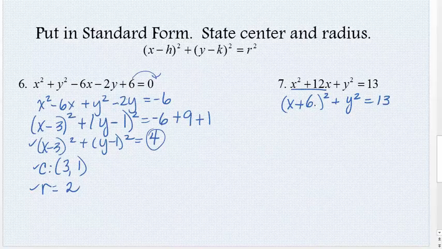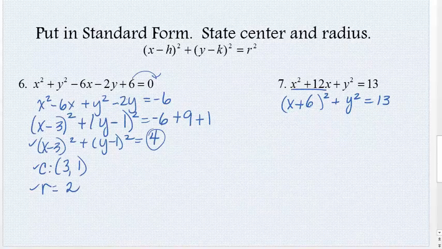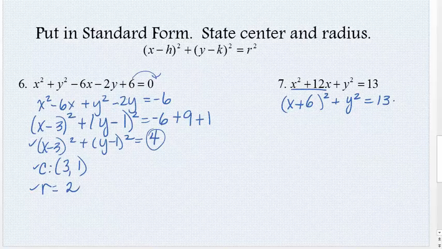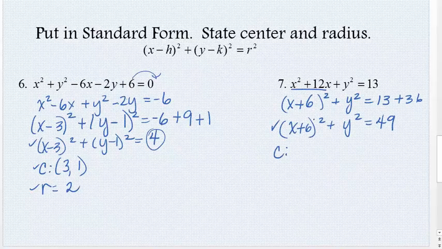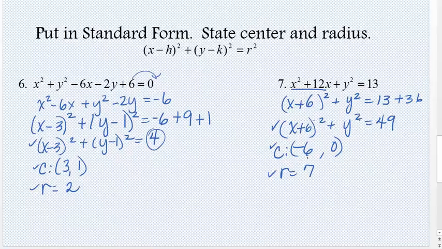But I still need to balance it because I had to complete the square for x. So 6 squared is 36. So I need to add 36 to this side. So now I have (x plus 6) squared plus y squared equals 49 when you add the 13. So now we're in standard form. The center, h and k, so h is negative 6, k is 0, and the radius is the square root of 49, which is 7. Okay? Hopefully this is making some sense to you.